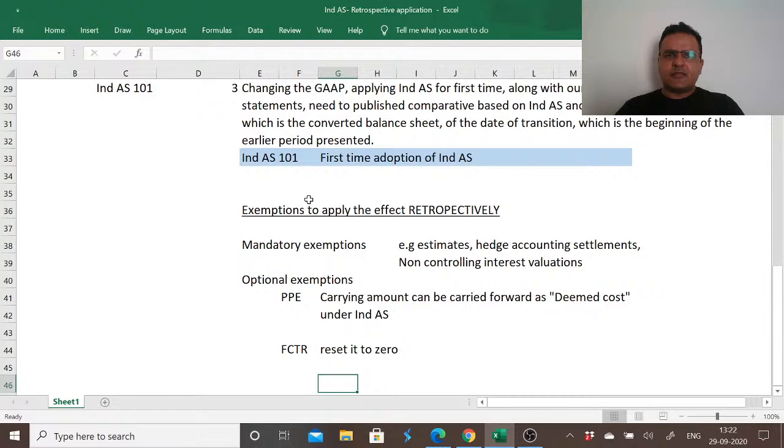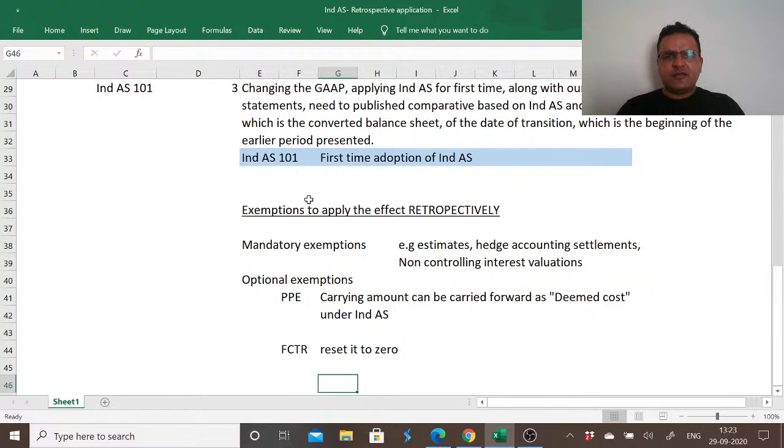If they are already using Ind AS by virtue of the establishment or incorporation, or they got incorporated at a time when the accounting applicable was Ind AS, then they will not need this standard ever. But if an entity has been using a previous GAAP AS and if they move to Ind AS, they need to follow the principles of this standard Ind AS 101 first time adoption of Ind AS.